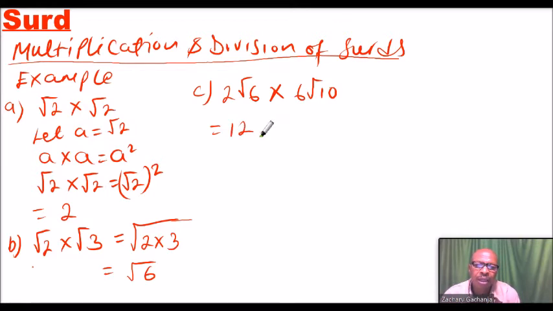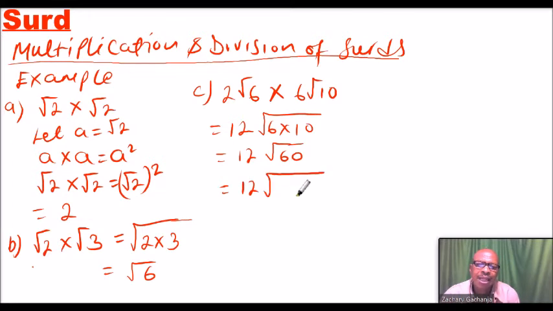So that is 12 root of 6 multiplied by 10, which will give you 12 root of 60. But we talked of simplification. So you can write 12, and 60 can be written as 4 multiplied by 15, which is equal to 12 multiplied by root 4 multiplied by root 15.